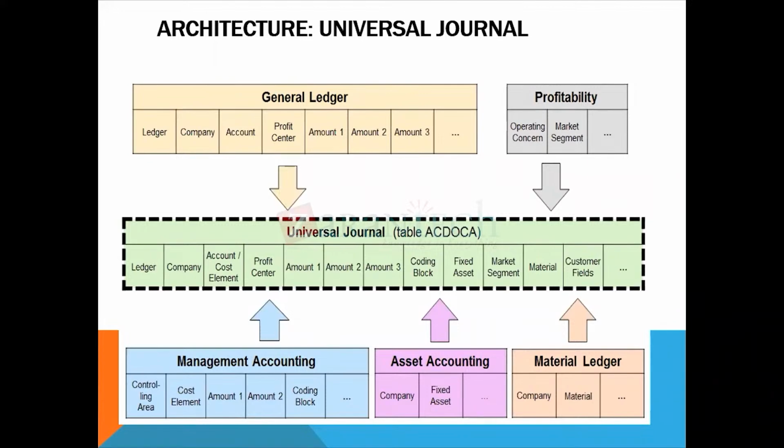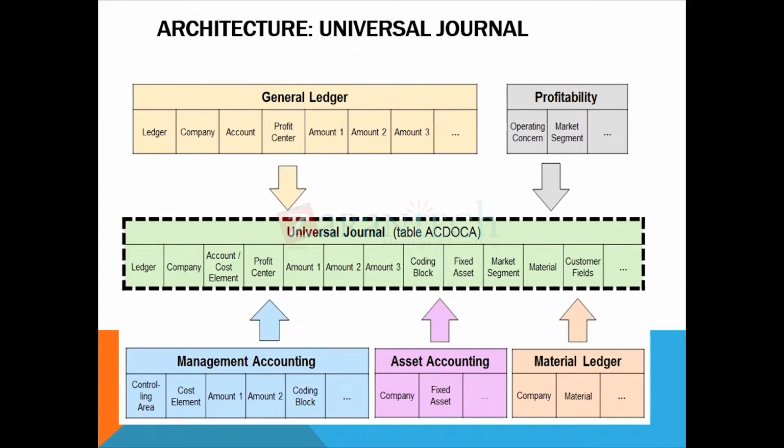I'll tell you that. What happened to the accounts payable and accounts receivable? Why am I not showing accounts payable and accounts receivable here? Can anybody tell me why I'm not showing them in the diagram? Why am I showing the management accounting? Why am I showing the asset accounting? Accounts payable and accounts receivable are nothing but subledgers only, so they are stored in different tables.